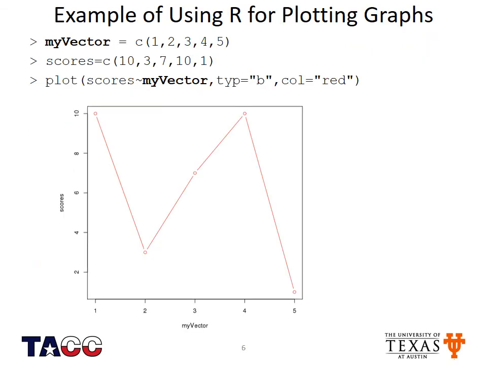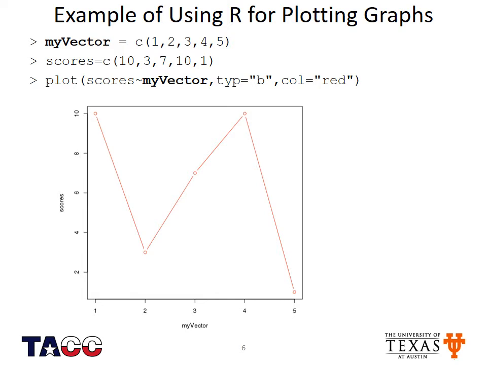Let us now look at an example of plotting graphs using R. We will create two vectors for this example. A vector named myVector having values 1, 2, 3, 4, and 5. And another vector named scores with values 10, 3, 7, 10, and 1.